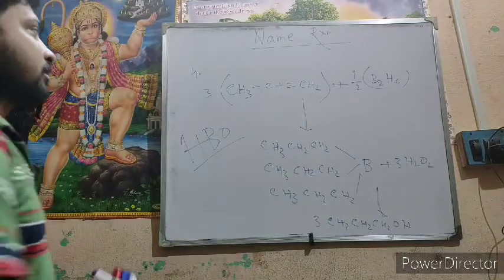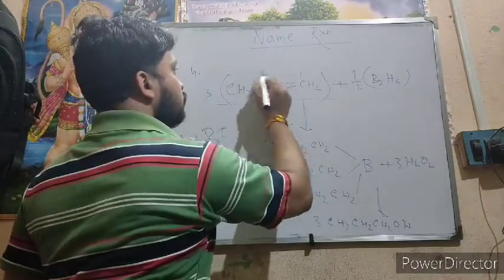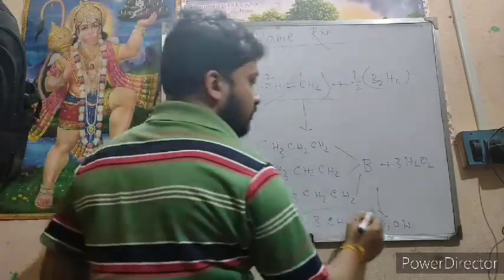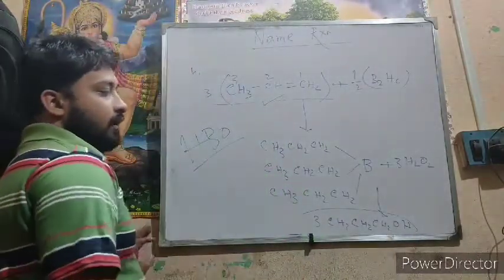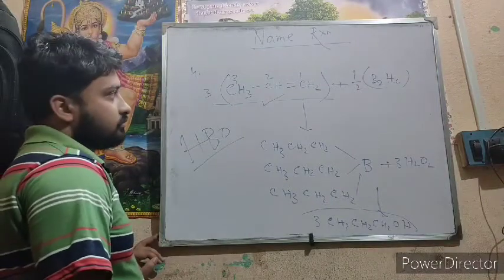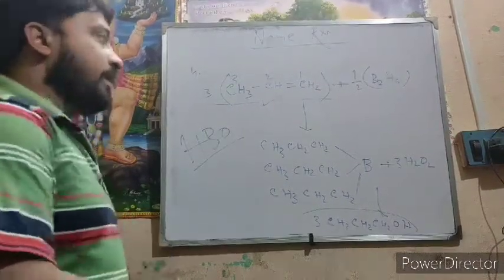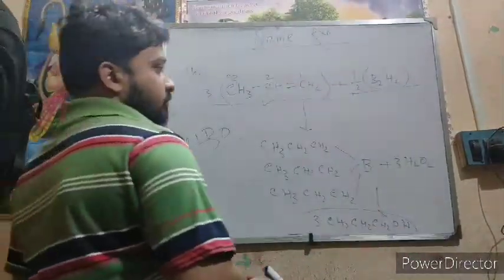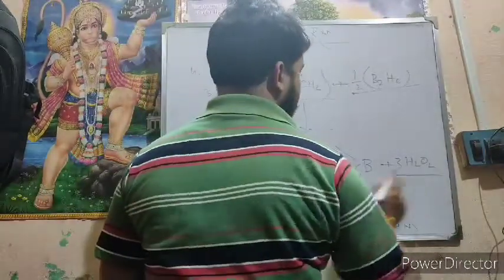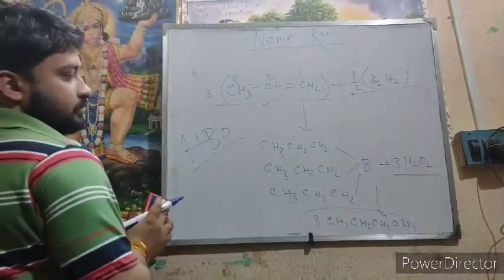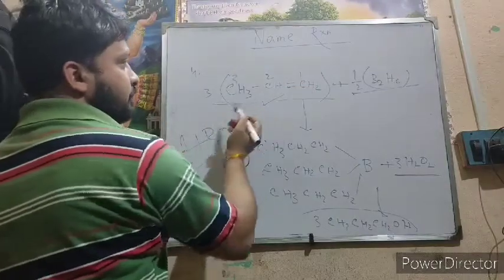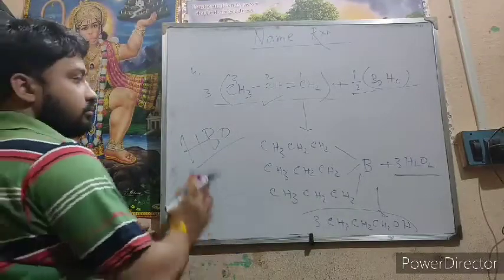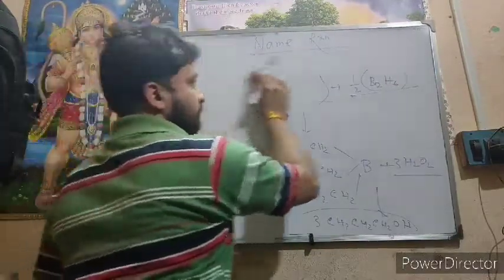Very easy. This is propene. If you take 3 molecules of propene, you get 3 molecules of alcohol. This is the process of HBO by using B2H6 and H2O2. If you take 3 molecules of propene, you get 3 moles of alcohol, propanol.